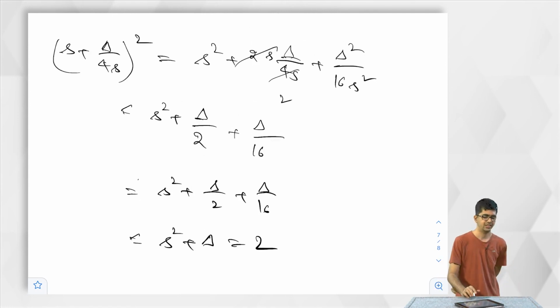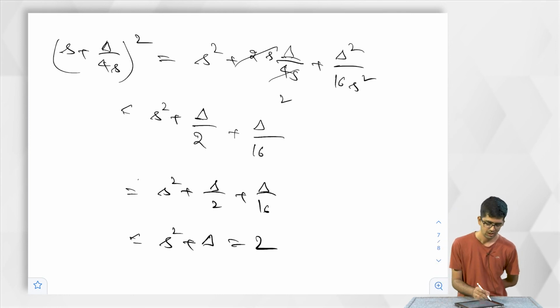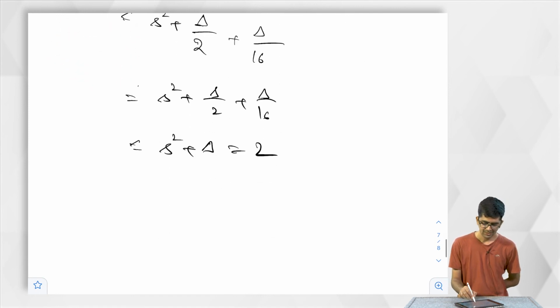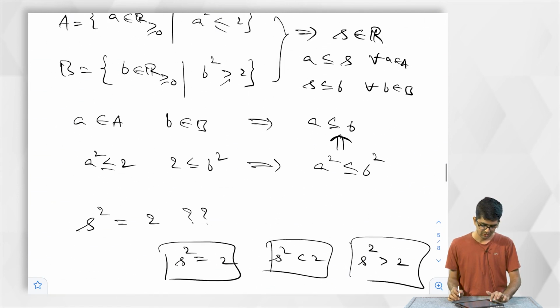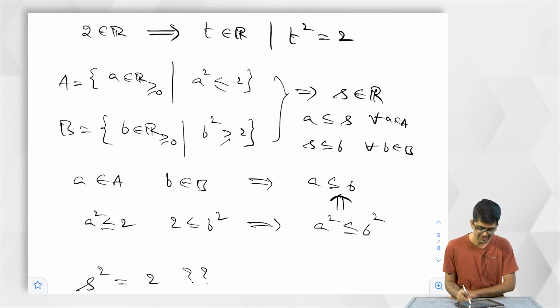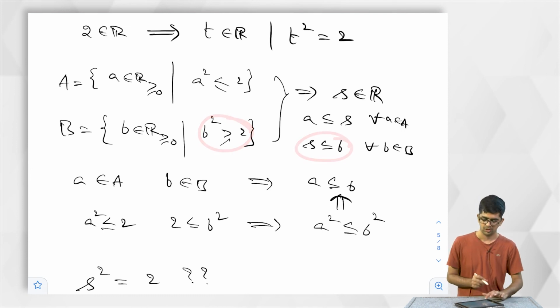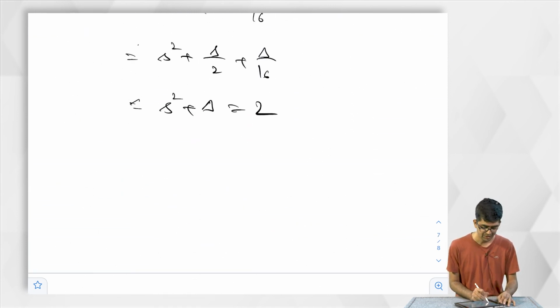So what did we get? Starting with the assumption that s has the property mentioned before, we got an element s prime, that is s plus delta by 4s, whose square is less than 2. This is a contradiction for the property of s. s was of the following property: if I know some element is greater than s, that square should be greater than or equal to 2, but here we got the contradiction. So this says s square is less than 2 is not possible.